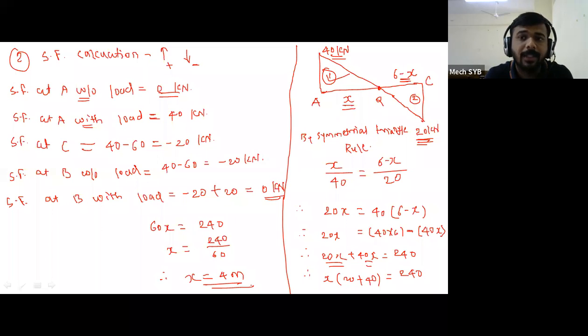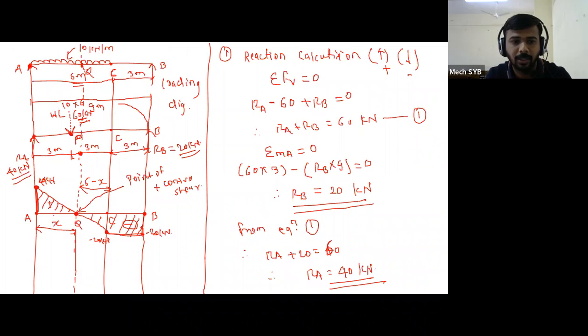x upon its value, that is 40 kilonewton, is equal to 6 minus x, this is the second triangle, its distance divided by its top value of 20 kilonewton. Don't take this 20 as negative; take its value only. By doing the cross multiplication, taking the unknown x term at one side and the remaining parameters at the other side, we have calculated the distance: x is equal to 4 meter. Represent that x is equal to 4 meter on the figure.